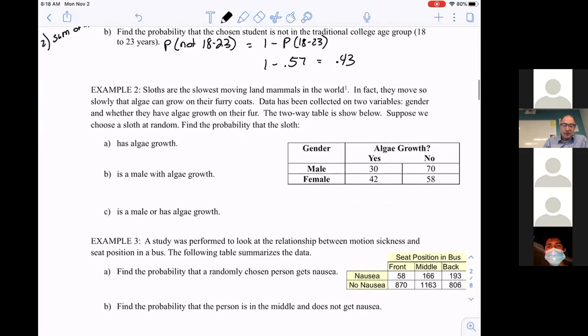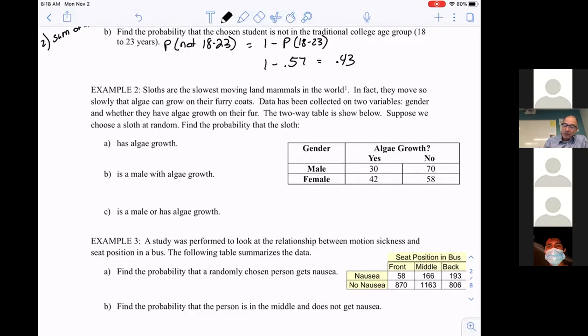Example 2: sloths are the slowest moving land mammals in the world. In fact, they move so slowly that algae can grow on their furry coats. Data has been collected on two variables, gender and whether they have large algae growth on their fur. The two-way table is shown below. Suppose we choose a sloth at random. Find the probability that a sloth has algae growth.